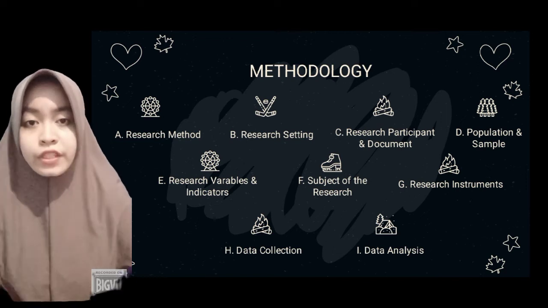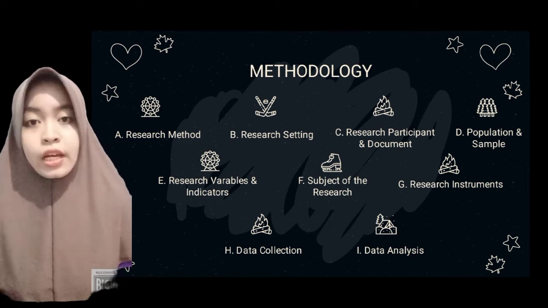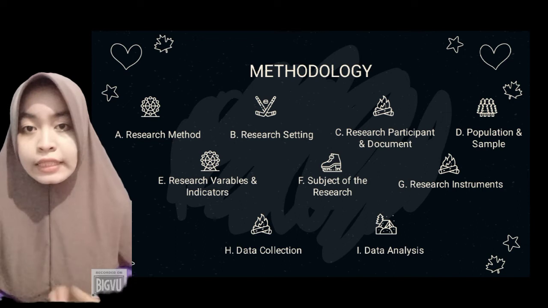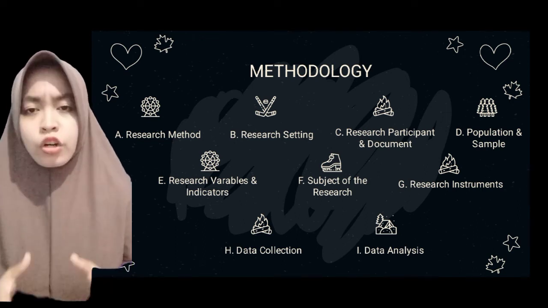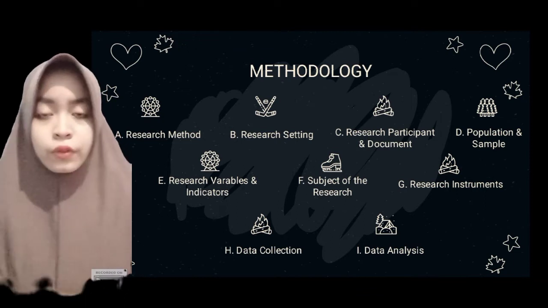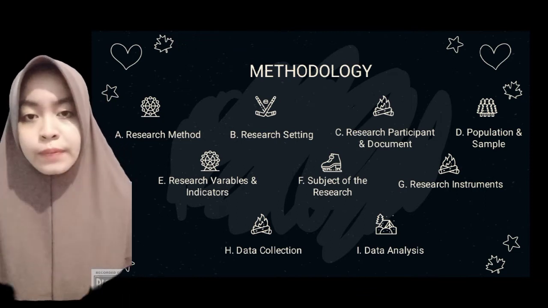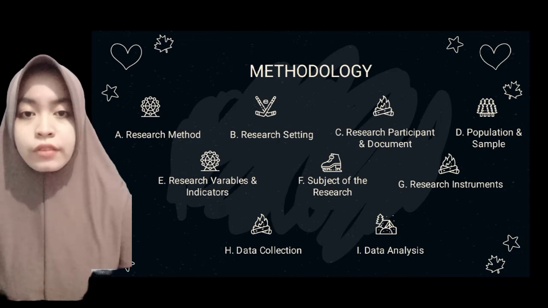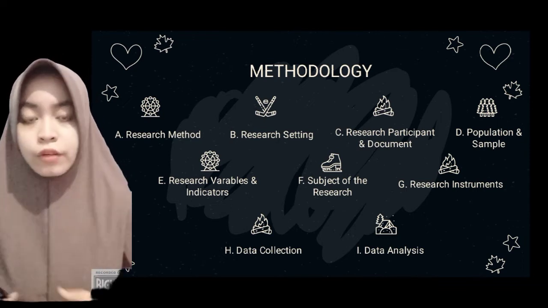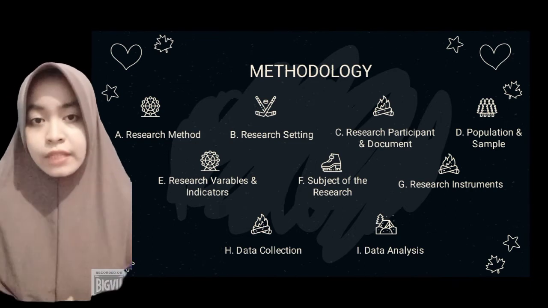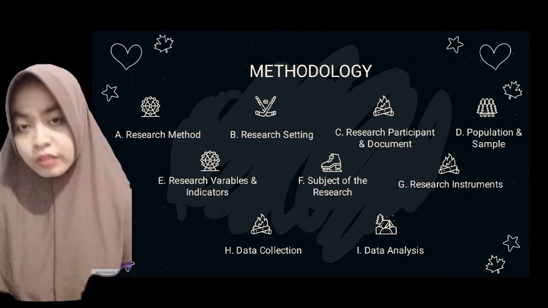And then for the research variables and indicators, according to Arikunto 2010, variable is the object of research or whatever be the focus of the study. Variable: types of errors made by the 10th grade of SMA Negeri 1 Natar. And then the indicator is error of omission, error of addition, misformation, and then misordering.